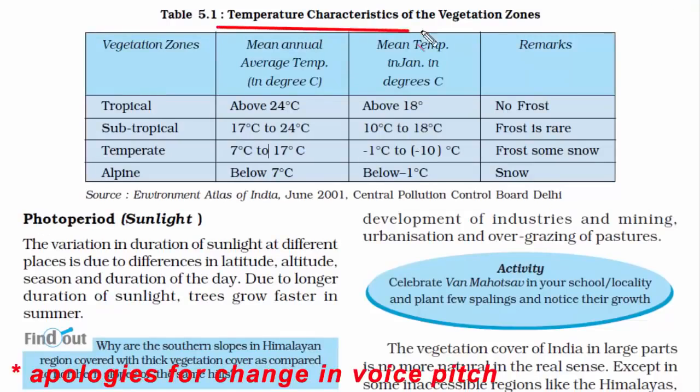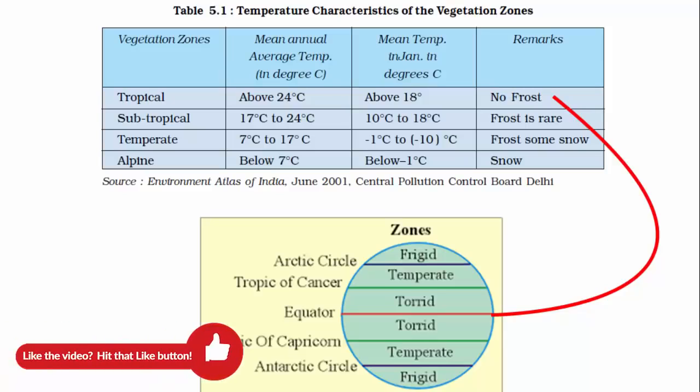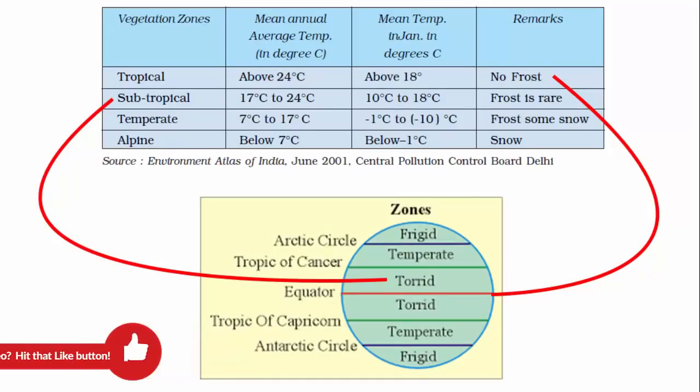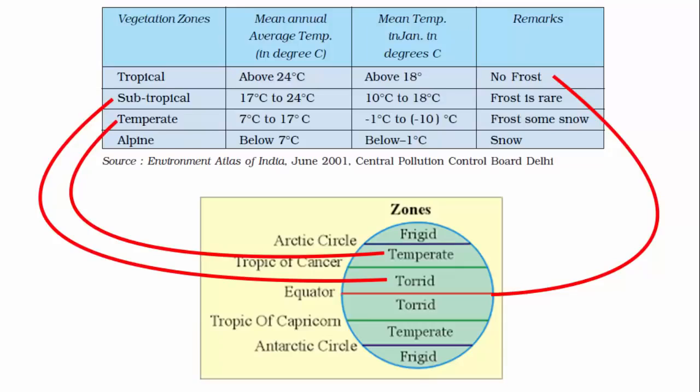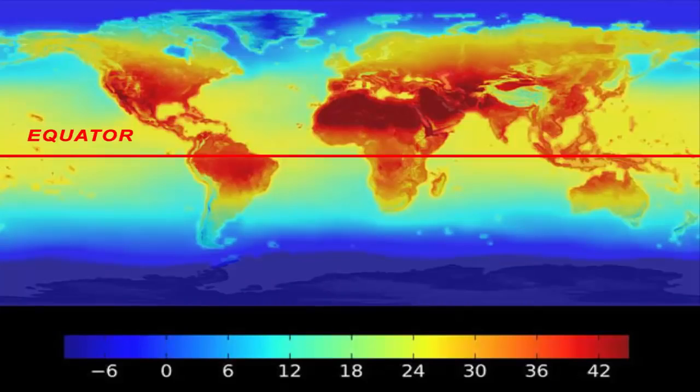So in this box, you can see the temperature characteristics of the vegetation zones. If you look at the picture below, this is how the earth is divided in terms of zones. In the middle you have the equator, and the region between the Tropic of Cancer and the Tropic of Capricorn is called the torrid zone, or you can also call it the subtropical zone. Above that you have the temperate zone, and at the end we have the frigid zone. With the above table you can see that as we go down from top, that is from tropical to alpine region, alpine being nothing but the frigid zone, the temperature decreases. In other words, as we move away from the equator, both in the northern and the southern hemisphere, the temperature decreases.